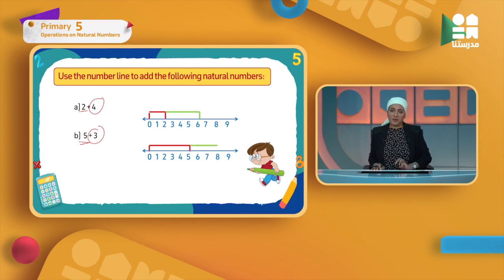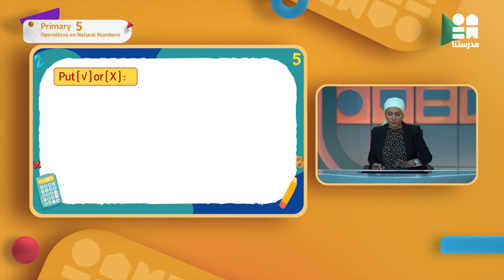So I count 5, 6, 7. After 5 it's 6, 7, then 8. Okay? Now the third and last one in this page, it's 7 plus 0. I'll start counting from zero until I reach 7. Then I will add the 0. Is this zero even something? No, it's nothing. Then I will add nothing and my answer will be just 7.